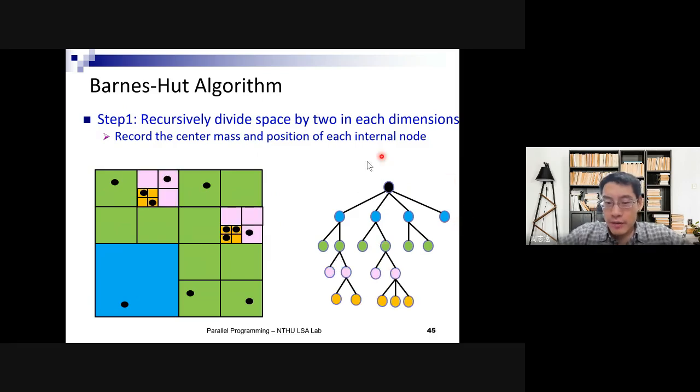So this is the tree we can build from this input problem. Every leaf node in this tree represents an object in our problem space, and the color or the level of those nodes represents the size of the partitioned space.